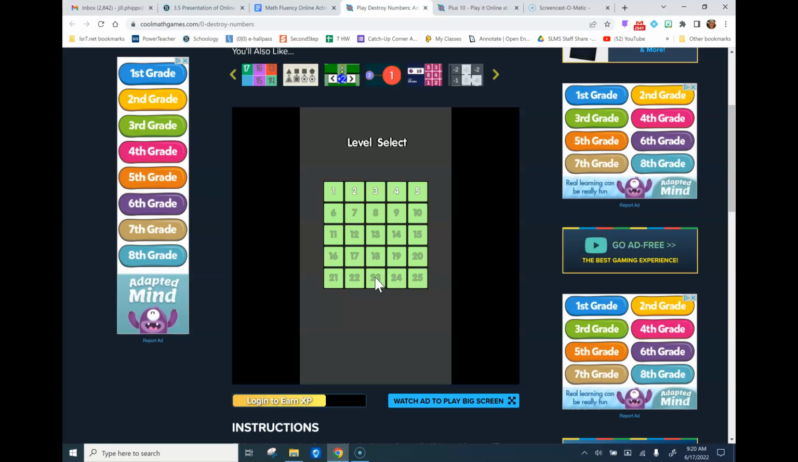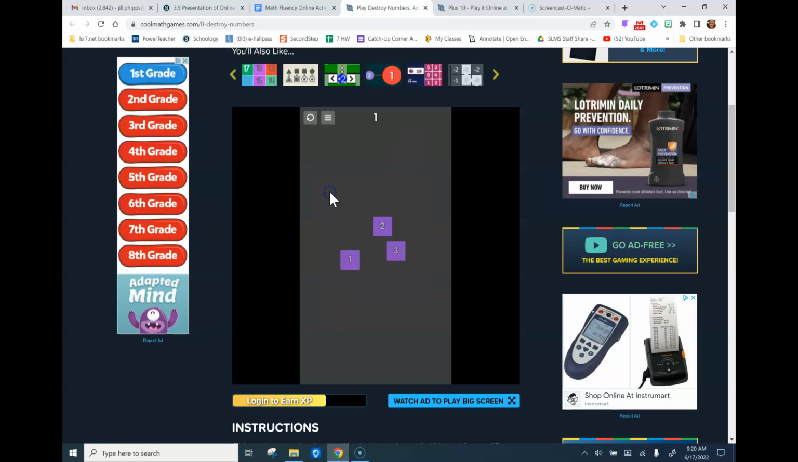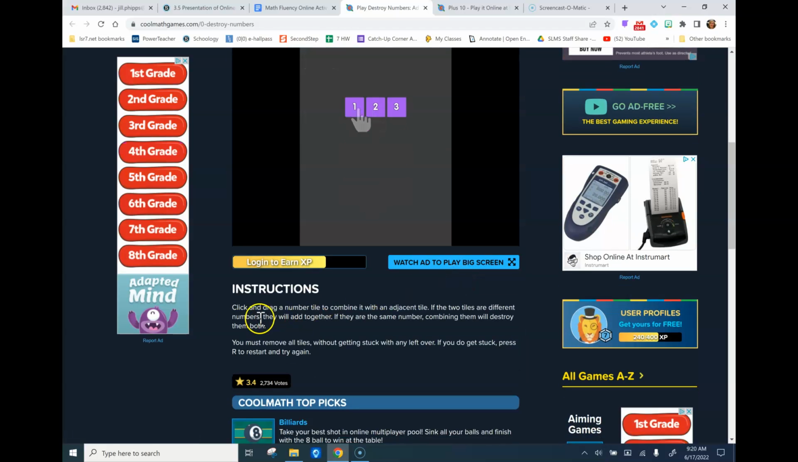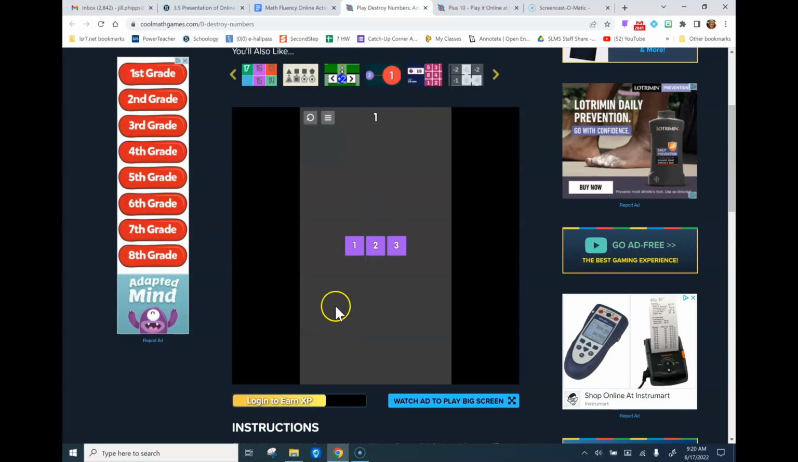So Destroy Numbers is also, I'm going to start with level 1. Because what you have to do, and the directions are right down here: click and drag a number tile to combine it with an adjacent tile. If two tiles are different, they will add together. If they're the same number, they will destroy each other, and then they'll go away. And the whole point is to get all the tiles to go away.